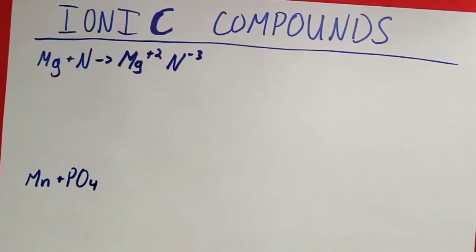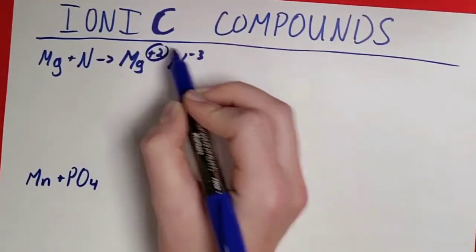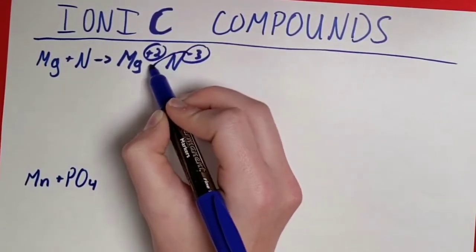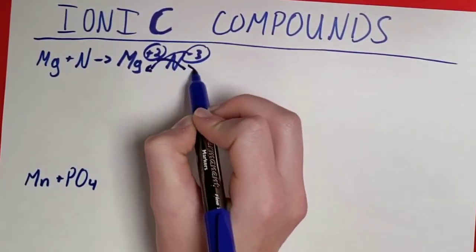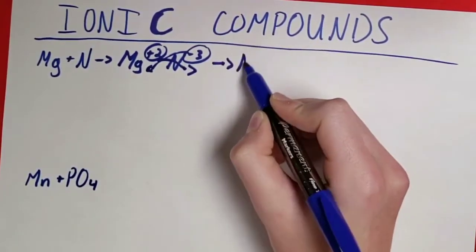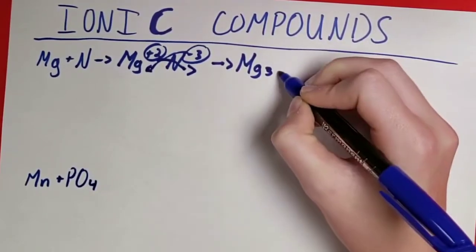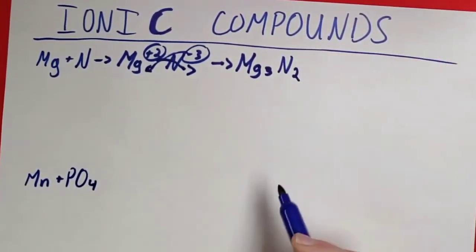Now we will do the crisscross method. To do this, we simply cross the charges of the two elements and write them as the coefficients for the amount of element per compound. This will give us magnesium 3 nitrogen 2, or Mg3N2.